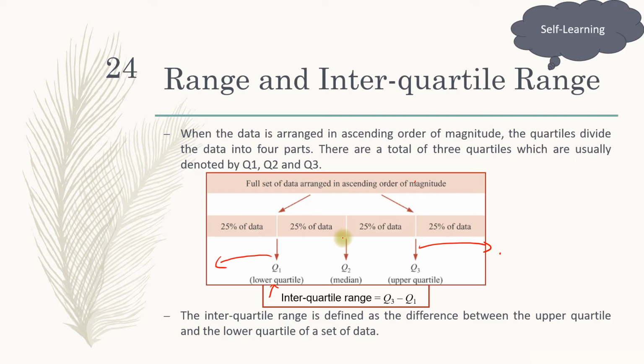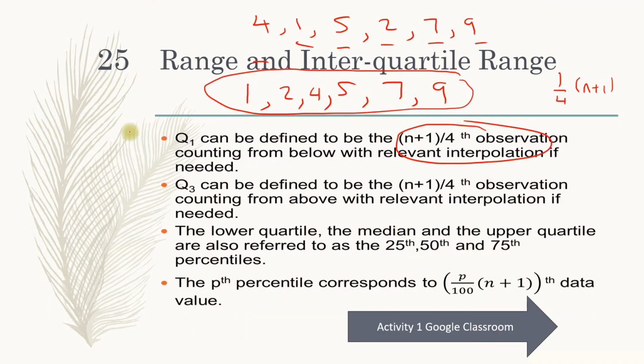But if you look at the center, you have a value which divides the data into 2 equal parts. This one is not a quarter of the data that lies before it, but half of the data that lies before it. And this is what we referred to as the median. So the lower quartile is the first quartile, the median is the second quartile, and the upper quartile is the third quartile. So let us go and find out this lower quartile and this upper quartile on the data that I just showed you here.